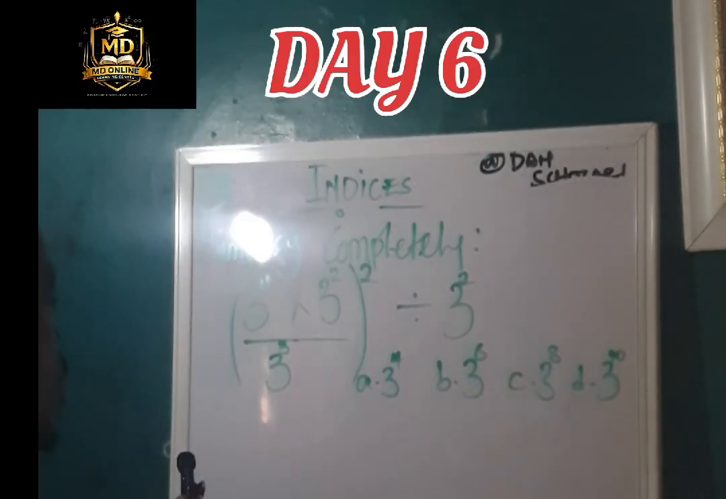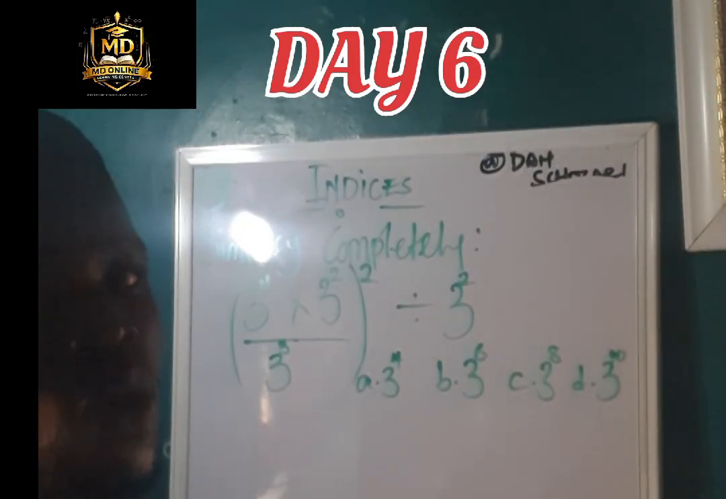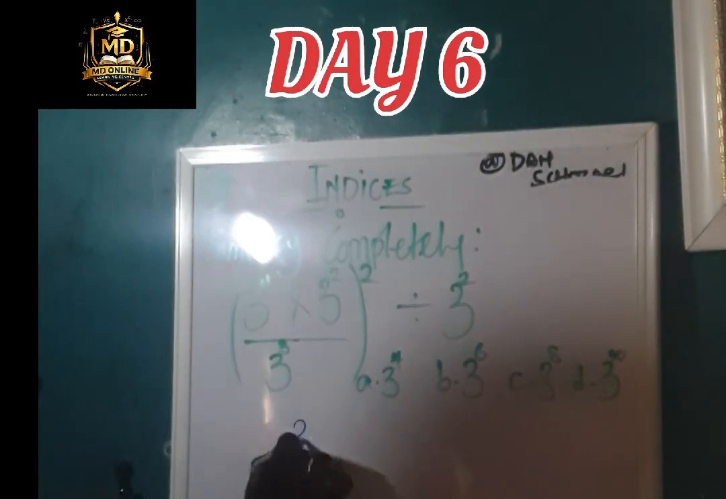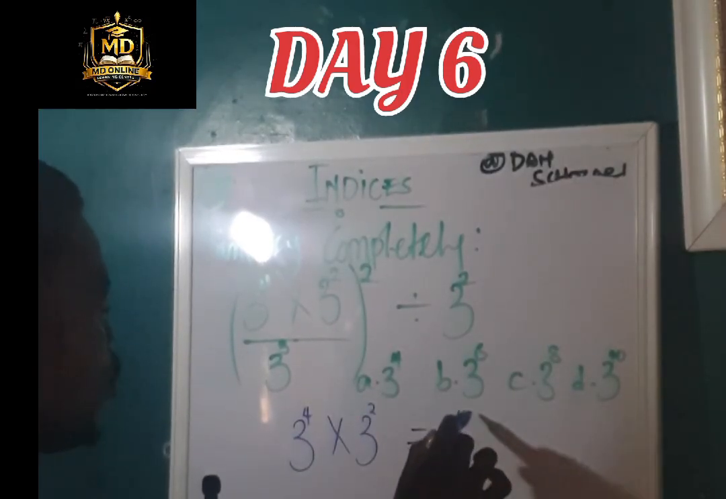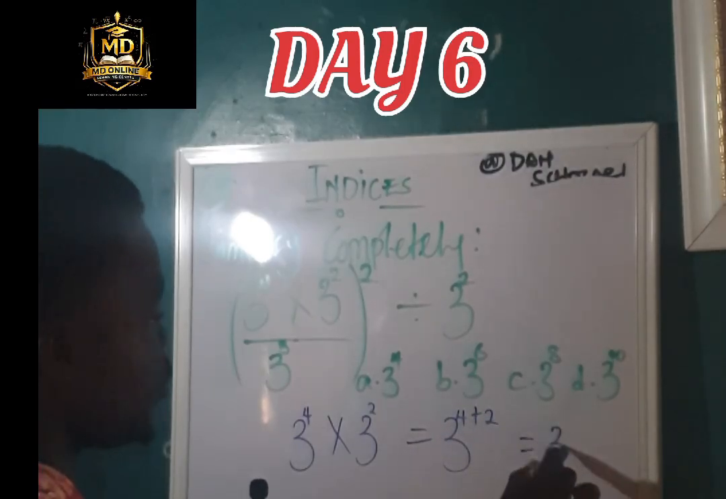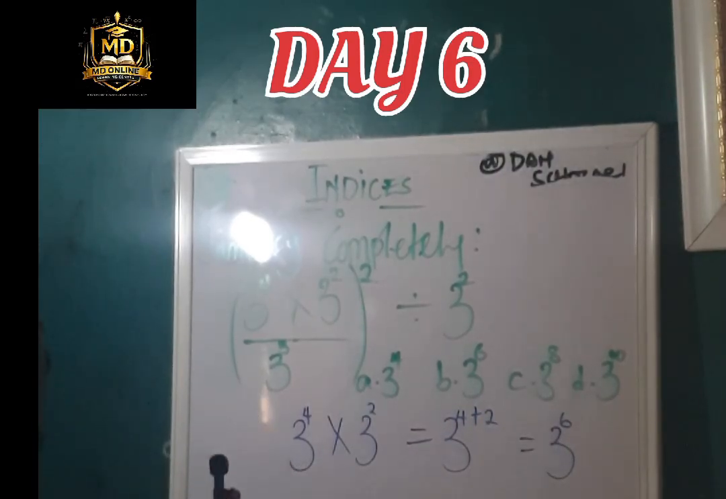The first step here is I want to use the multiplication law. The multiplication law states that multiplication is going to change to addition. Now I have 3 raised to power 4 times 3 raised to power 2. So that will be 3 raised to power 4 plus 2. That is 3 raised to power of 6. I'm done with the multiplication law.